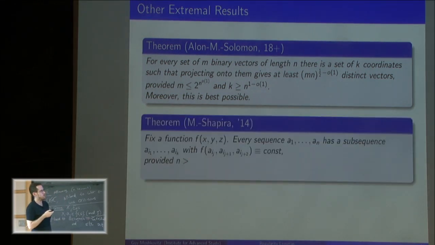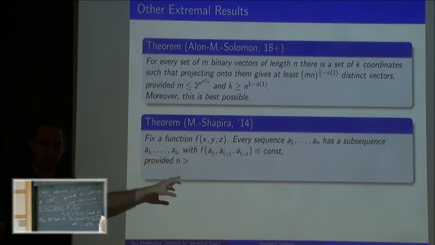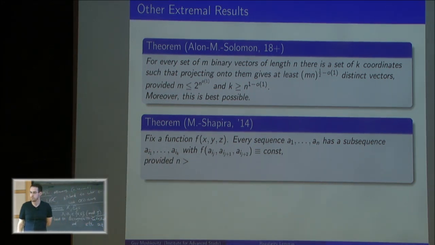Okay, and one last statement that I want to mention, in a somewhat older work, again together with Asaf Shapira, my PhD advisor. It says the following: fix your favorite three-variable function, f. Turns out that every sequence has a subsequence where f is constant on every consecutive triple. So every sequence of length n has a subsequence of length k which satisfies this property, provided n is sufficiently large in terms of k. I will immediately say how large n must be.